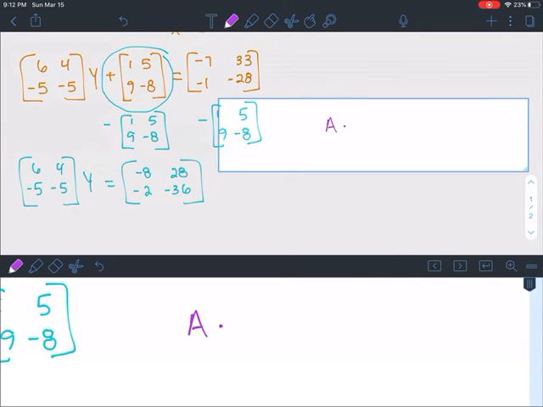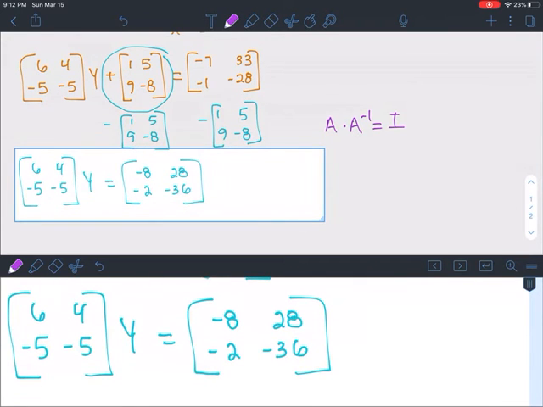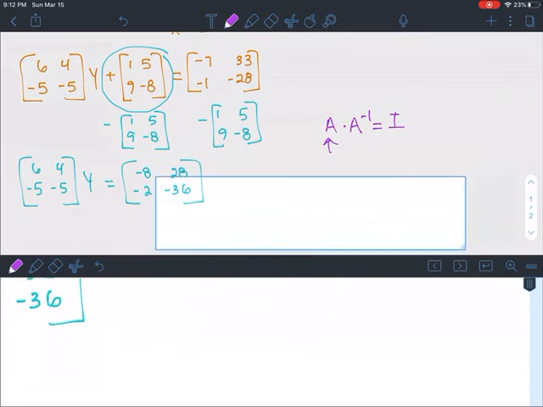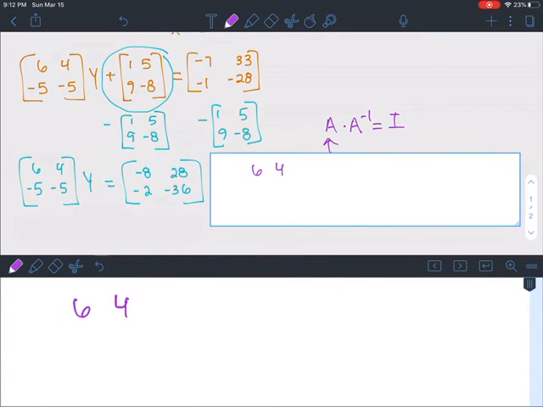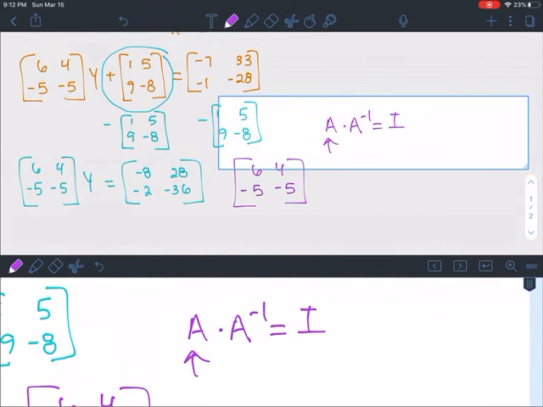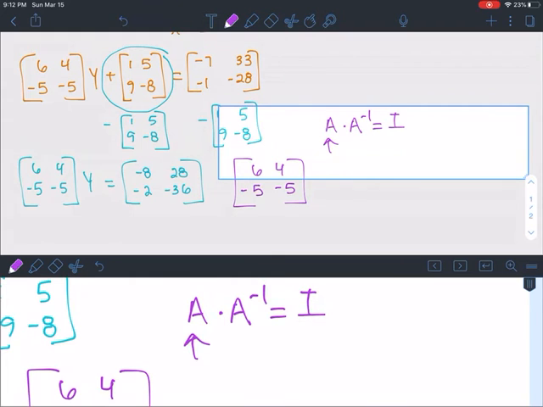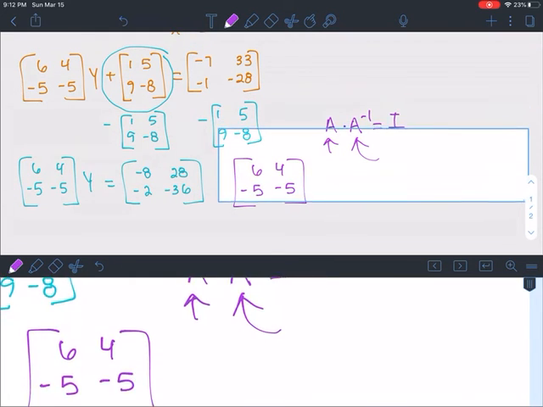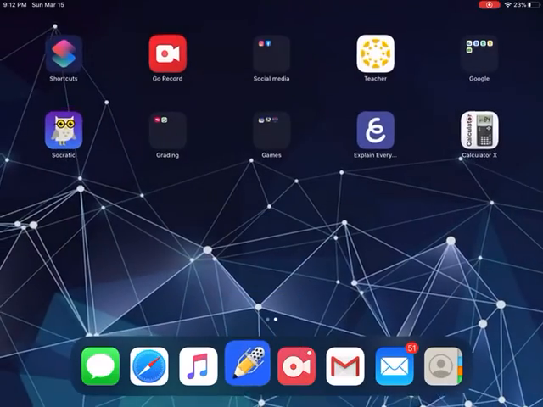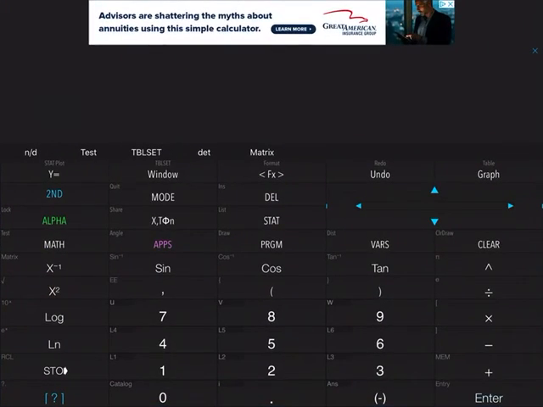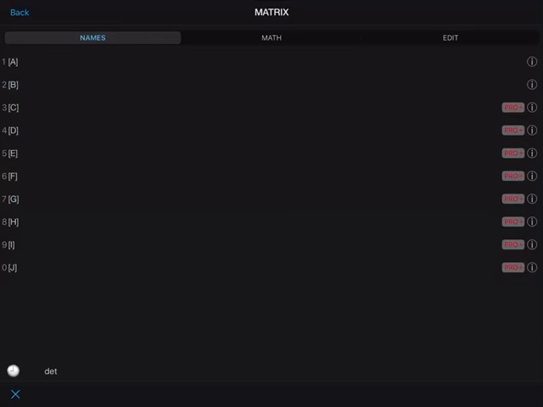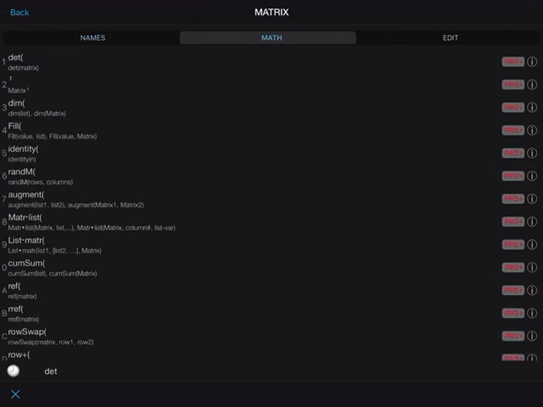So remember I said that A times A inverse equals the identity matrix was going to be a huge part of this lesson. Well, here, this A is my 6, 4, -5, -5 matrix. So I need to figure out what this inverse matrix is. So what I'm going to do is go here to my calculator.